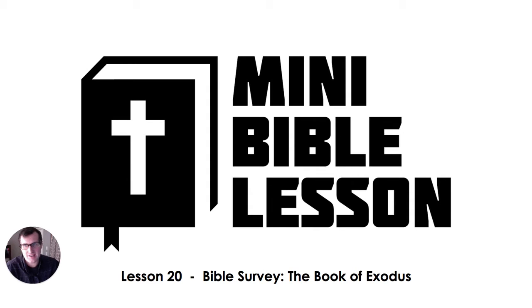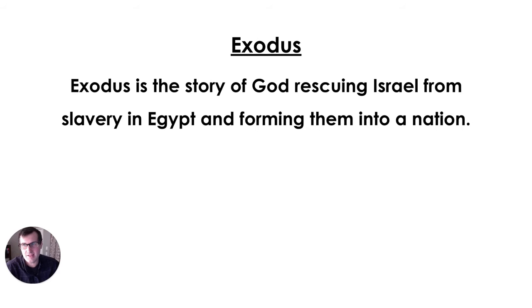So let's look at Exodus. Exodus is the story of God rescuing Israel from slavery in Egypt and forming them into a nation. Israel is God's chosen people, the nation that comes out of God's covenant promise with Abraham in Genesis 17. In Exodus, Moses, who's the leader of God's nation, receives from God the law. God's law shows Israel what it means to be God's chosen people in the midst of other nations.